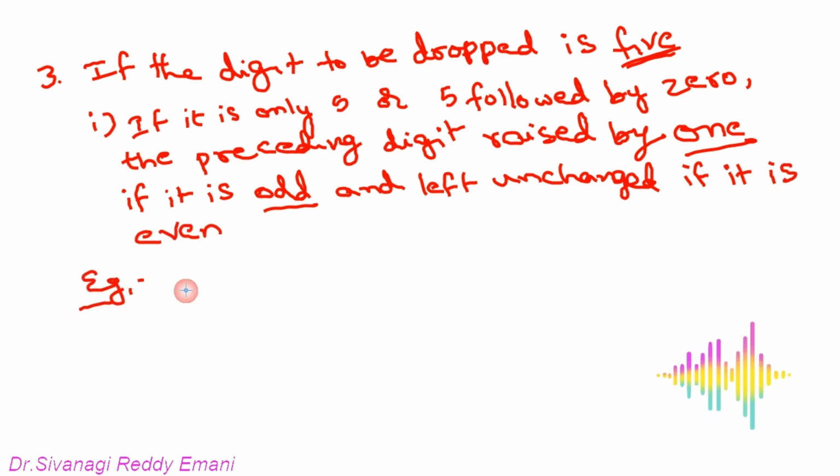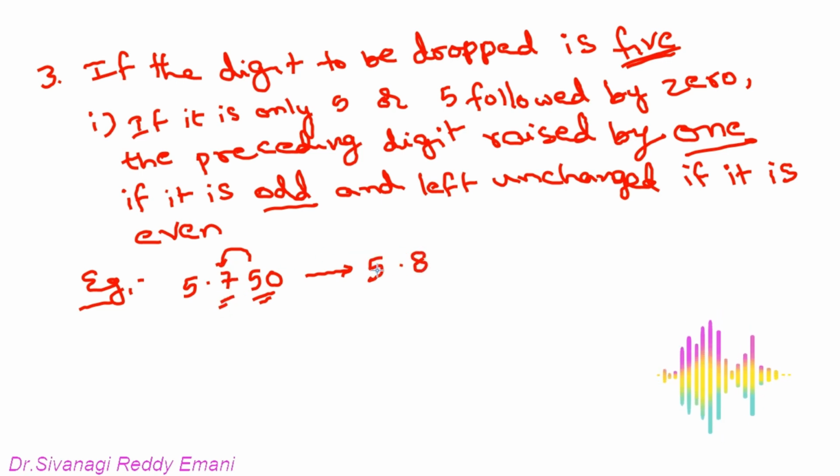The examples will be very simple. Say we have 5.750 and we are planning to drop this 5. The number before the 5 is odd, so we have to raise it by 1, giving 5.8. If we have 5.75 and drop the 5, then also it will be 5.8.